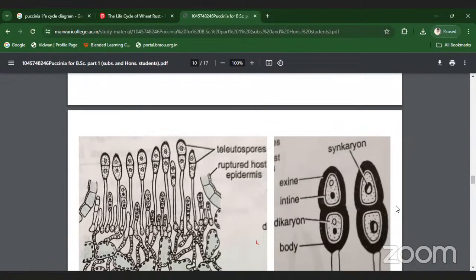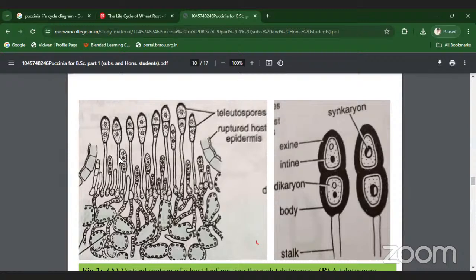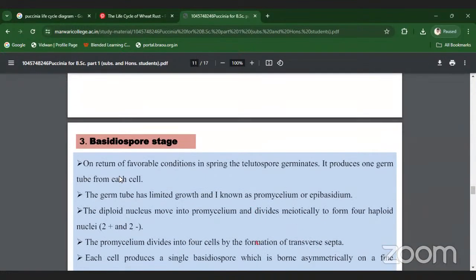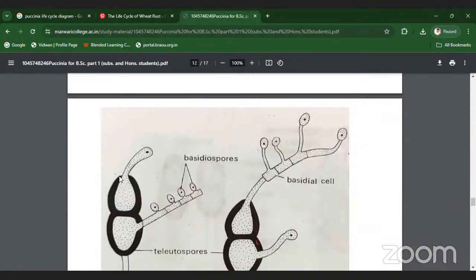We can see the diagram here. Double celled, with a small septum. Actually, after fusion it is a single cell. Before fusion there are two nuclei, as we can see in this diagram. After the two nuclei fuse, it undergoes a dormant period. Now let's see the basidiospore formation.